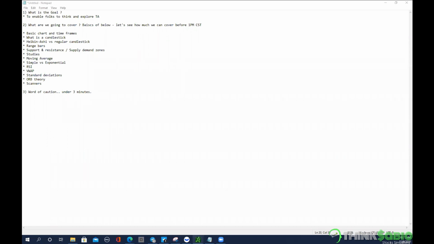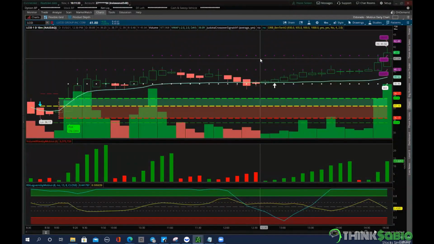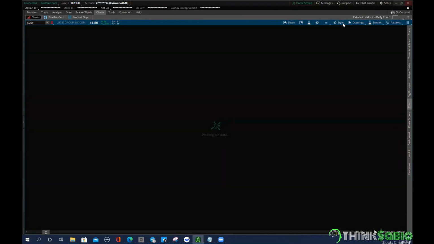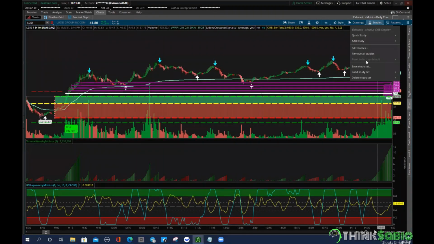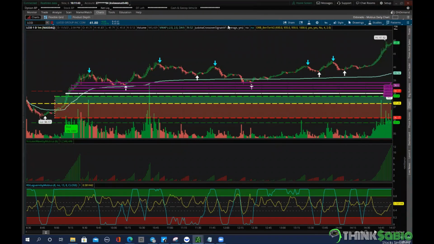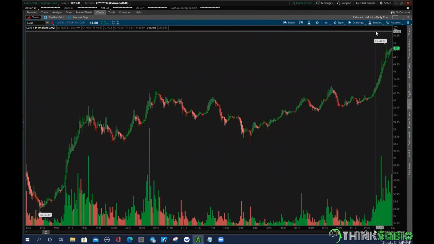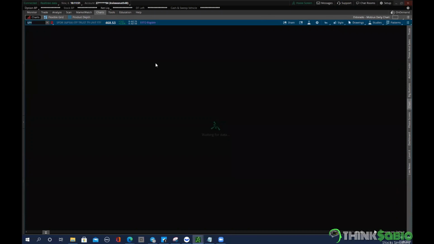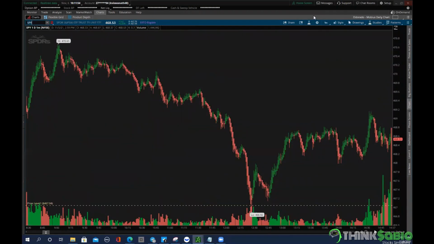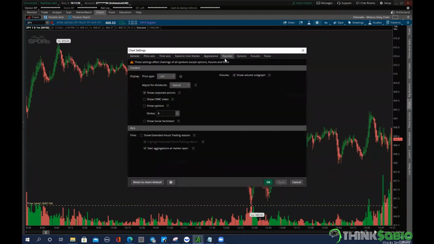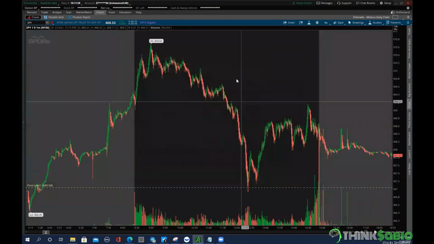So let's get started. I'm going to share my screen here with thinkorswim, and I'm going to go back and clear up every single thing that I have, and then I'm going to make it plain and simple. Let's not look at Lucid. Let's look at SPY. I'm just setting up things, so don't worry. I'm not doing anything out of normal.